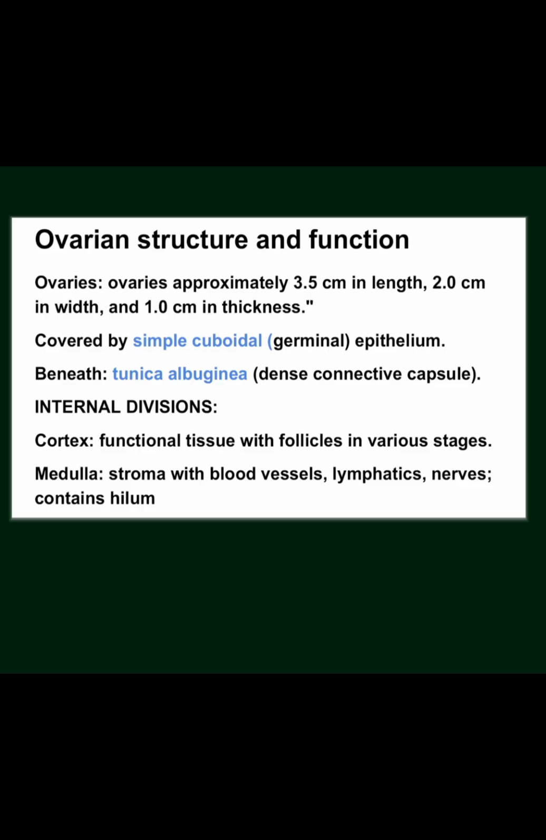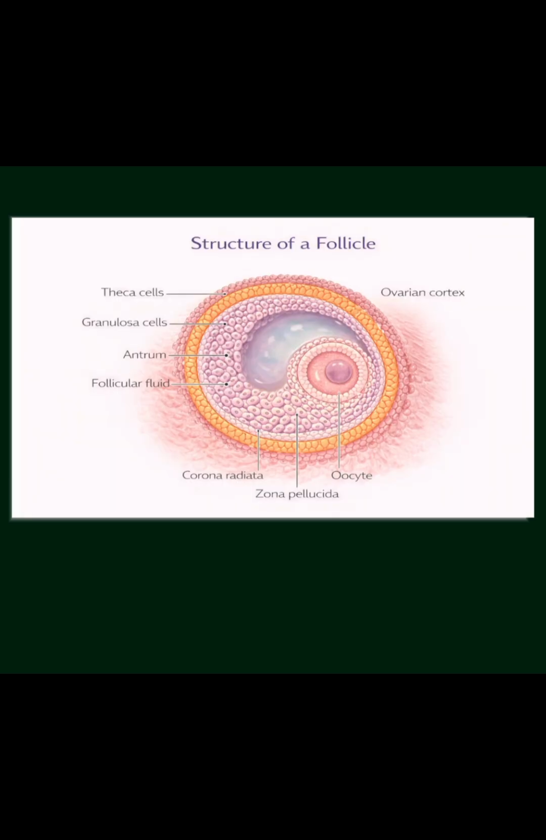They are covered by simple cuboidal germinal epithelium, and beneath they're covered by a tunica albuginea, which is a dense connective capsule. The internal divisions consist of a cortex, which is functional tissue with follicles in various stages. They also have a medulla, which is supplied with blood vessels, lymphatics, nerves, and also contains an interstitium.